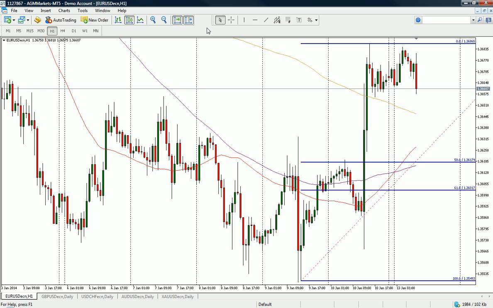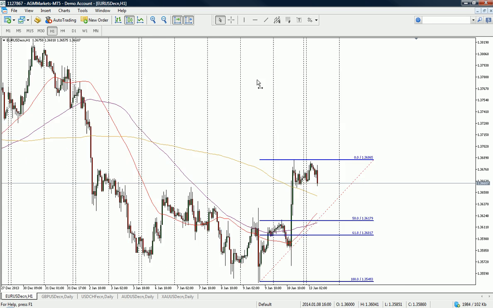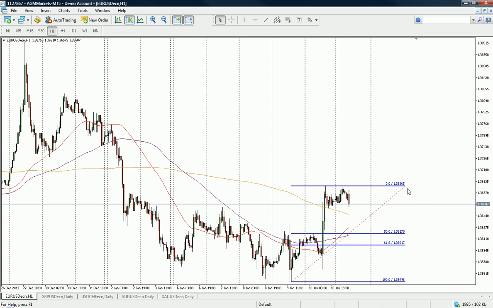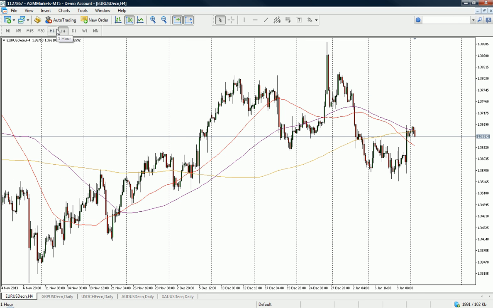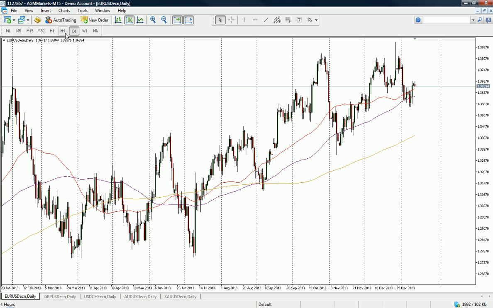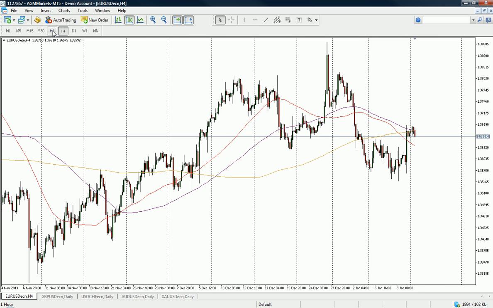That should be quite an interesting one going into this week, or today, tomorrow even. It could come down there. And yeah, that's pretty much it in terms of euro really. We've gone down from the daily, 4 hour and 1 hour, and that's pretty much all the setups I'm personally looking at. Nothing else majorly of interest.